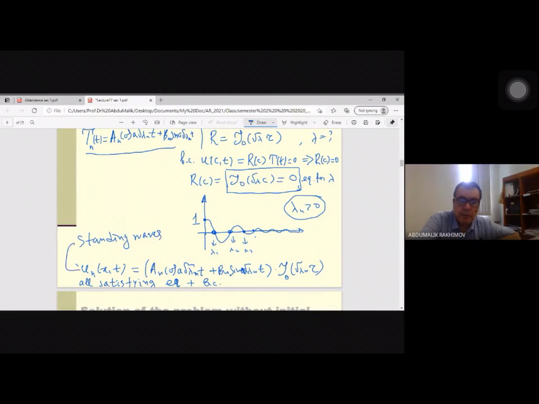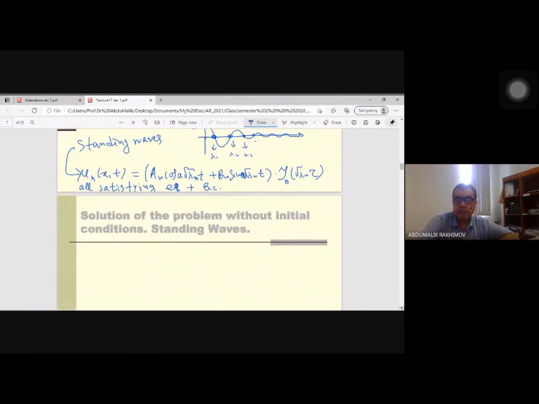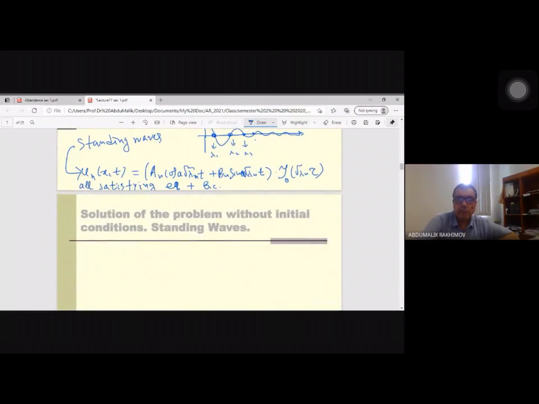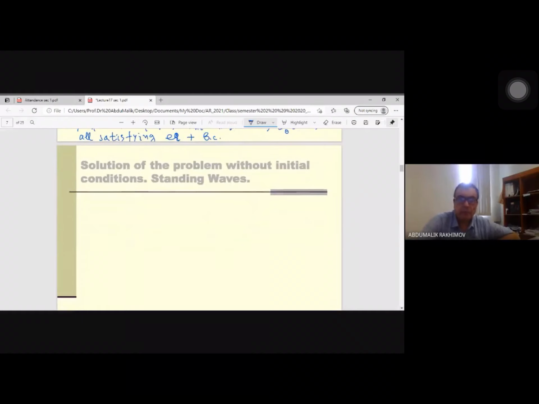So these are what we call standing waves, okay? Standing waves are solutions of the problem without initial conditions, right? Yeah, I have space here, I can write. Standing waves are solutions satisfying the equation and boundary conditions. So we have many standing waves, an infinite number of standing waves.